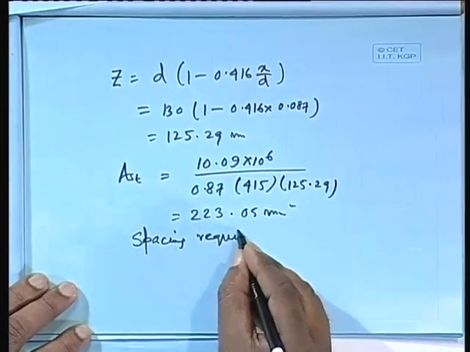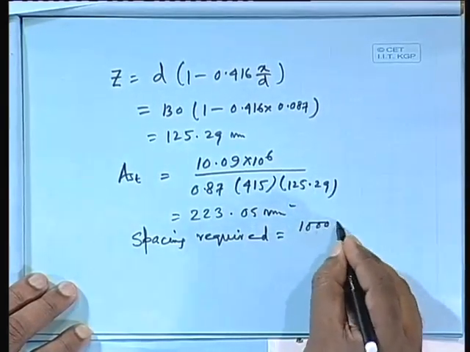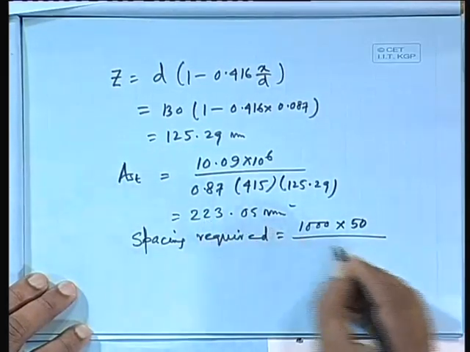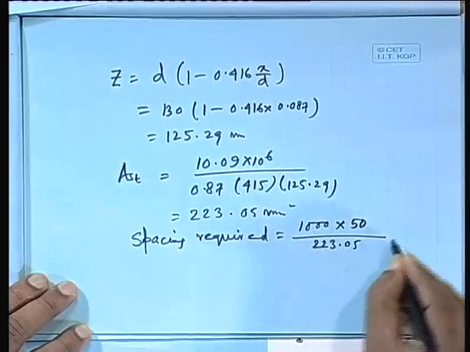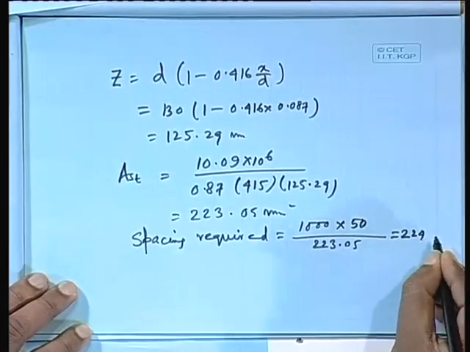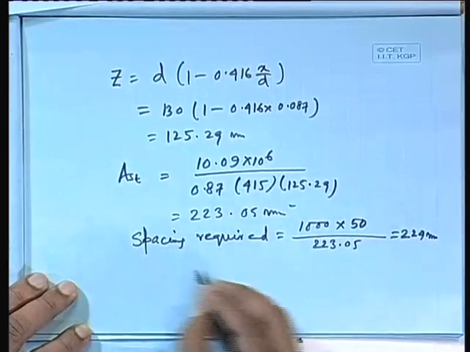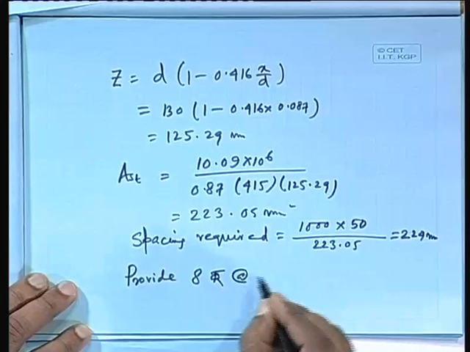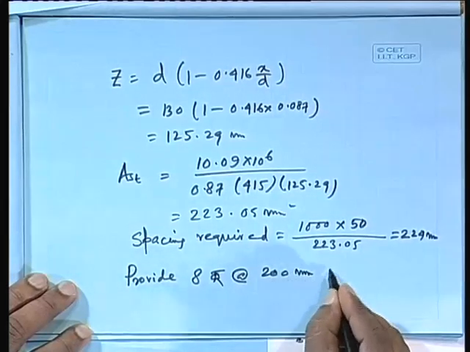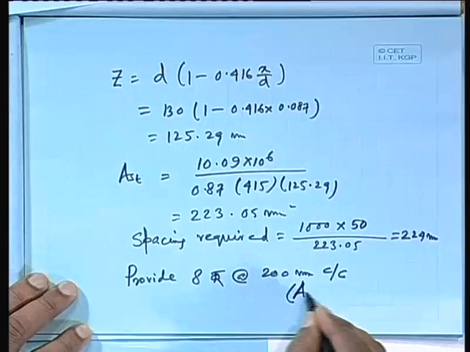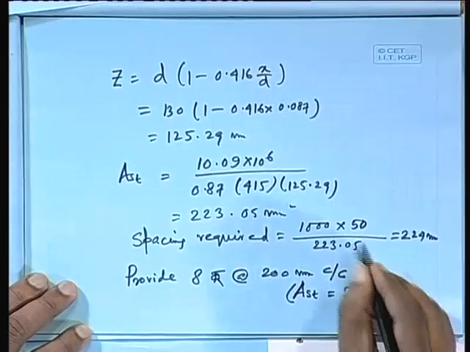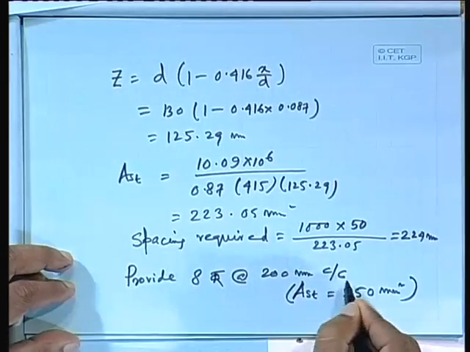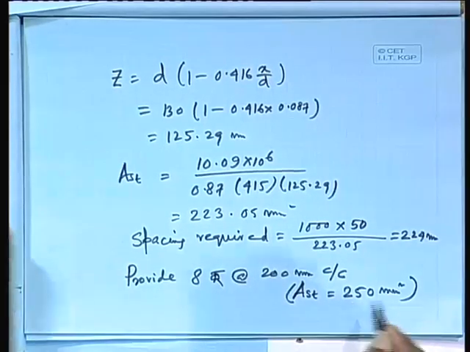So, spacing required equals 1000 times, let us assume that 8 millimeter dia bar we shall use because it is too less, 223.05, which comes as 224 millimeter. So we can provide 8 torr at the rate of 200 millimeter center to center. So Ast provided, after computation you can find out, 250 square millimeter. So provide 8 torr at the rate of 200 millimeter center to center.